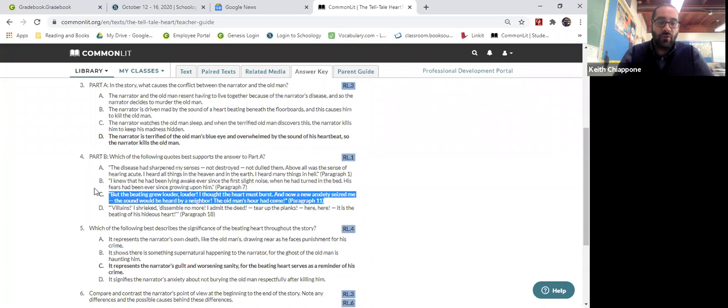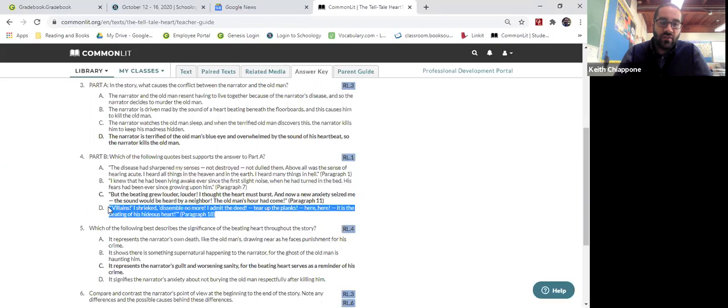Answer A says the disease has sharpened my senses. This doesn't explain why he kills the old man. Answer B says I knew that he had been lying awake ever since the first slight noise when he had turned in the bed. His fears had since been growing upon him. That wouldn't be an answer either, because that does not speak to why he kills the old man. And then villains, I shrieked, dissemble no more. If the question were, why does the narrator confess to the police? This would certainly be evidence to your answer, but that's not what the question is asking.